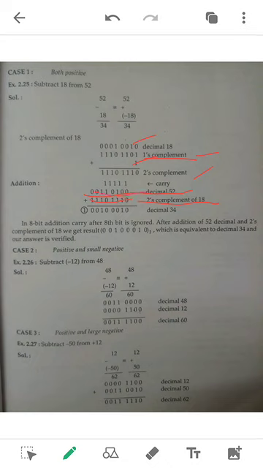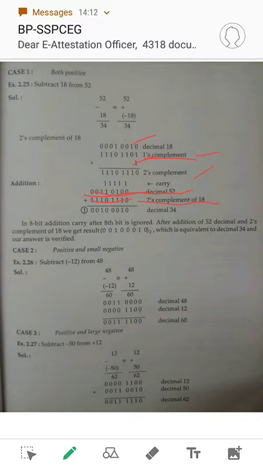So after the addition, you are getting the result in binary form: 0 0 1 0 0 0 1 0, which is the equivalent of decimal number 34. Okay, so that is the first case.